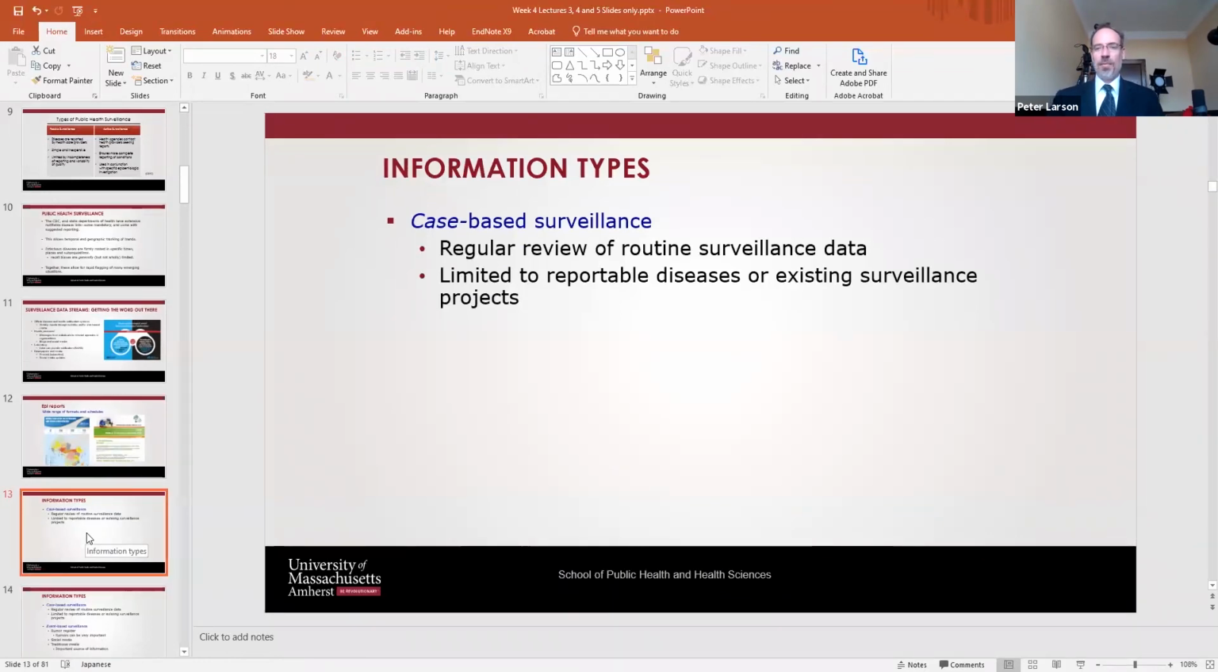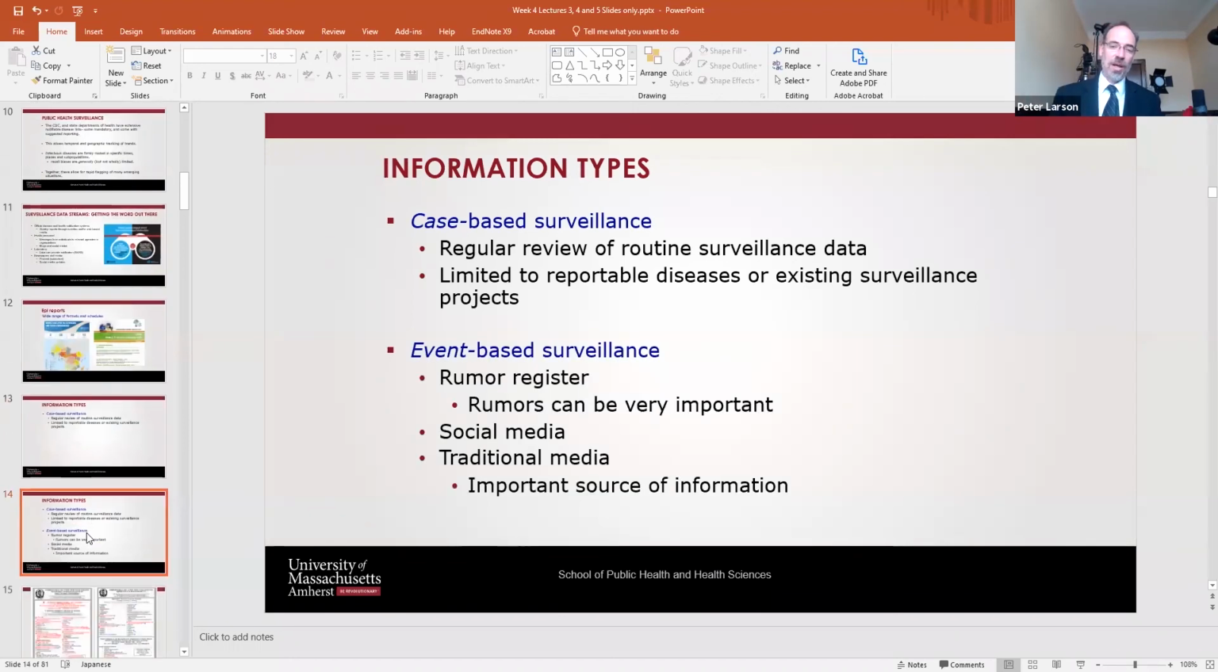So, information types: there's case-based surveillance, regular review of routine surveillance data, and these are usually limited to reportable diseases or existing surveillance projects. So cases come into a health facility, and they're identified as being a case and reported into a reporting system. And so this is one way of doing it.